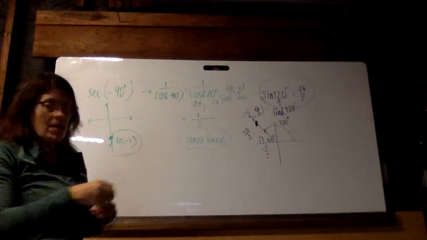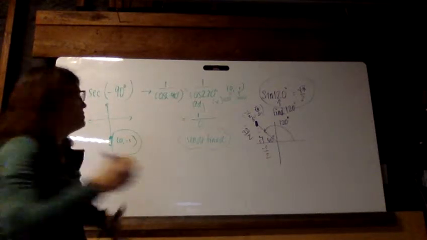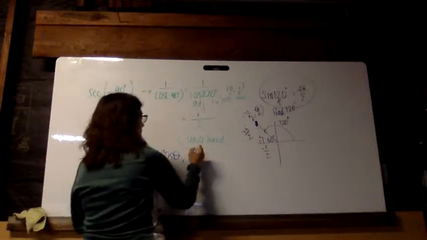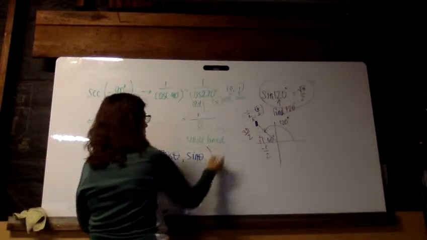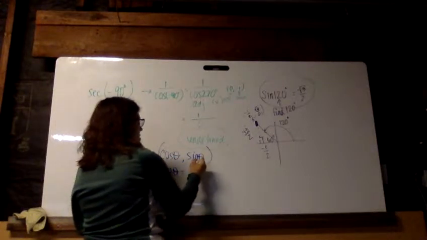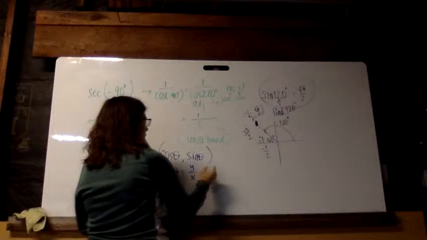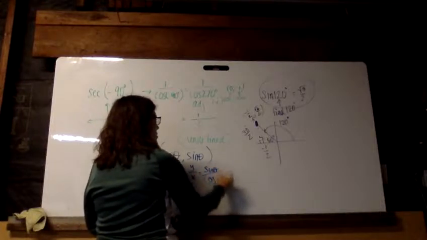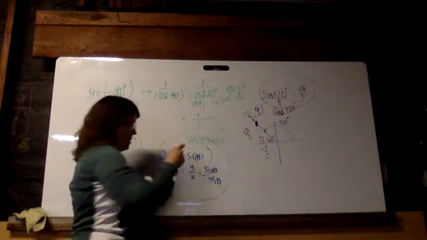Okay, so huge takeaway. Cosine, sine. Tangent is y over x, which is sine over cosine. Those are two huge takeaways.